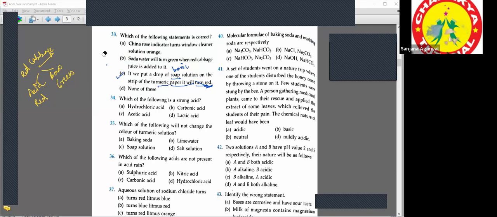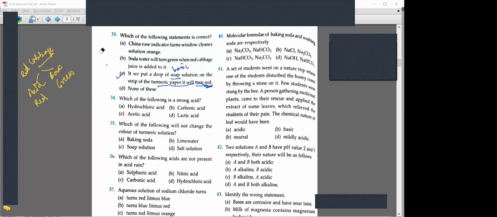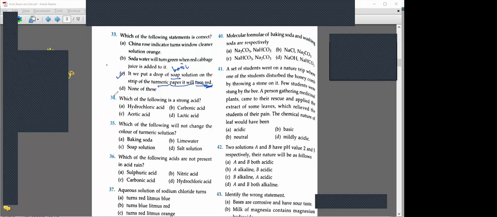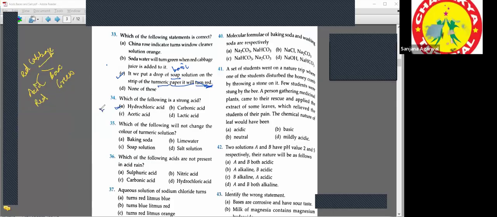What do you think? Yes, ma'am, C. Go strong with it. Now, which of the following is a strong acid? Hydrochloric acid. Carbonic, lactic, hydrochloric. Ma'am, A. Hydrochloric acid, definitely. Which of the following will not change the color of turmeric solution?